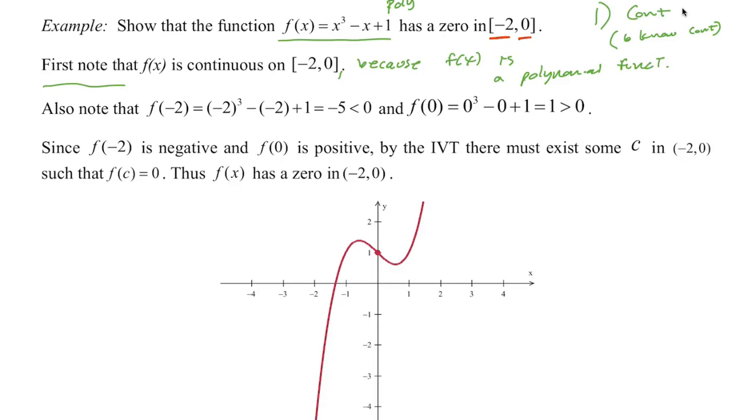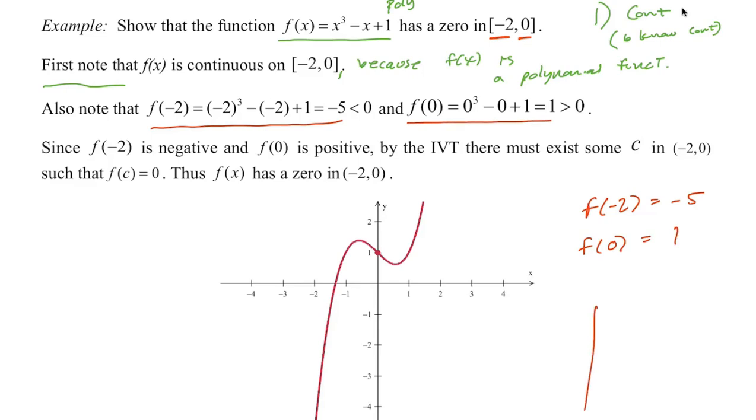I like to see, on the side here as side work, what f of negative 2 is. I do the work right here to show you, and I get negative 5. And I want to see what f of 0 is. I do the work over here to show you, and I get 1. Now, do you remember what IVT says? Since it's a continuous function, negative 2, negative 5 is down here. Let me draw it so you can see it. And then 0, 1.